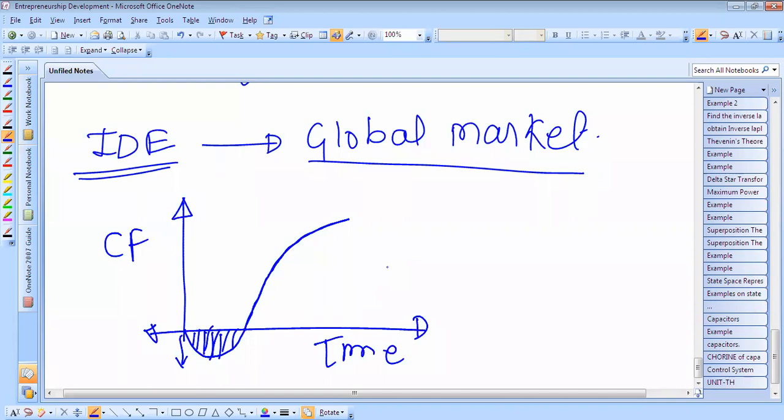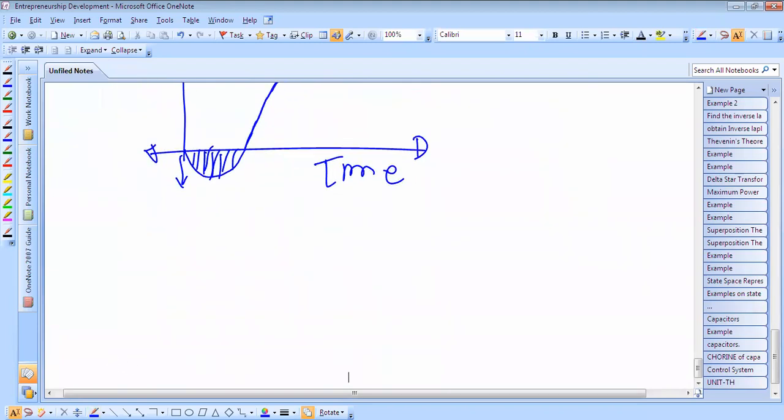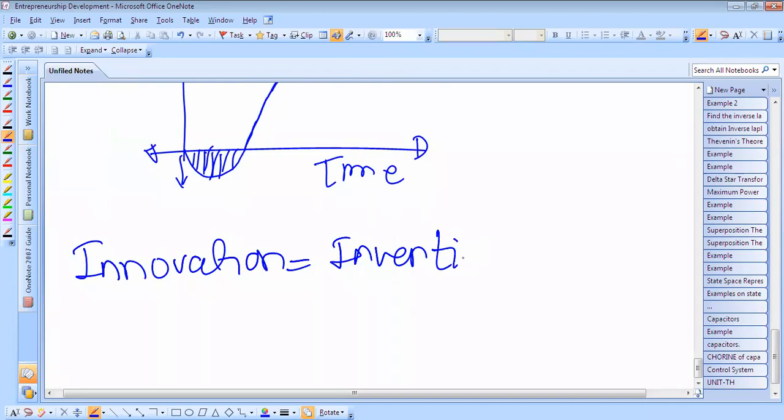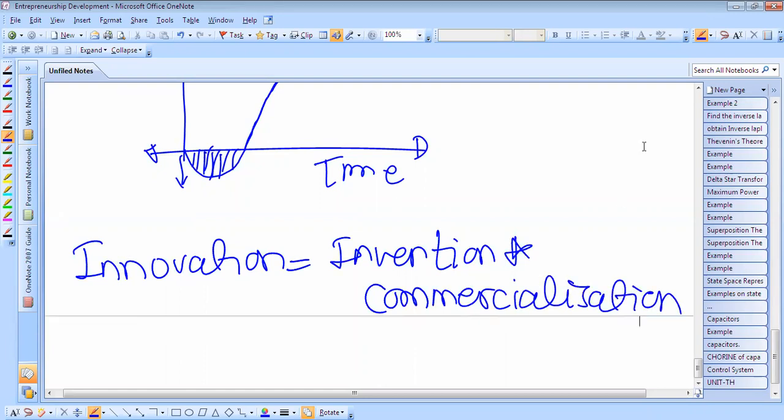Okay, so what is innovation? Innovation is equal to invention into commercialization. Means you cannot call the inventor an entrepreneur unless he commercializes his product. Suppose Thomas Edison invented the light, okay, but he is not an entrepreneur unless he developed the electrical industry for the sale of that light. Whatever you invent should be commercialized. Then and only then is there innovation, and it can be called entrepreneurship.